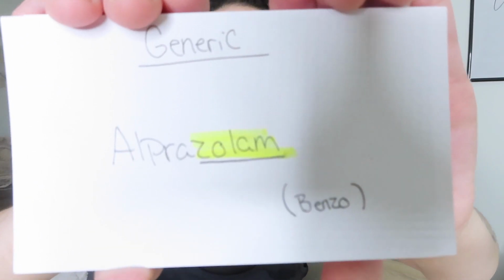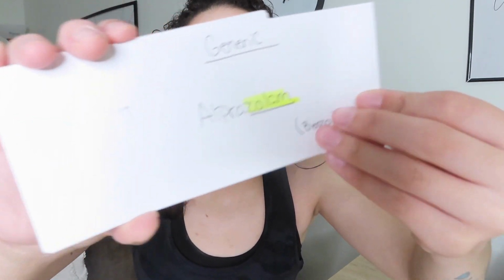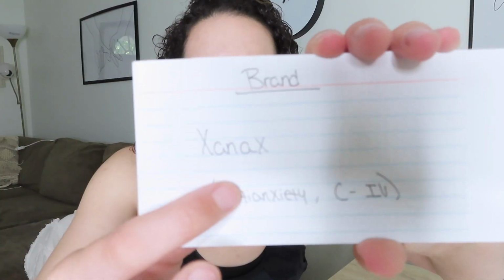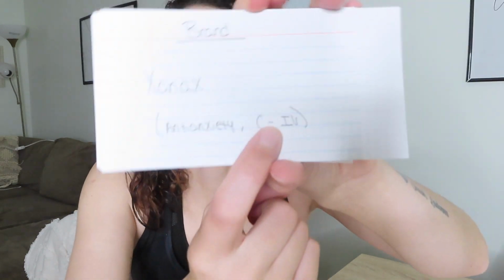I did those for all of them, and I would write if they were also a controlled substance. Like this one, let's see, it's alprazolam, and usually when it's a zolam, it's a benzo. I don't remember these off the top of my head. But on the back, it says brand, and it's Xanax, and it says anti-anxiety and which control it is.